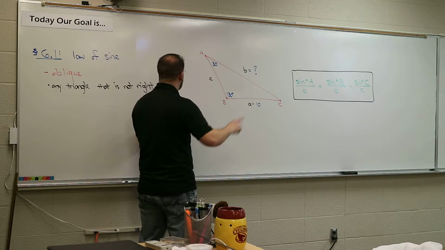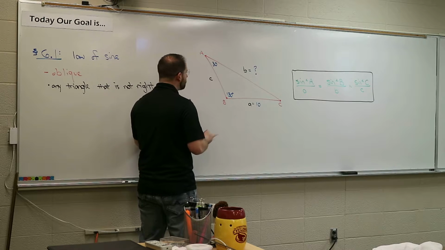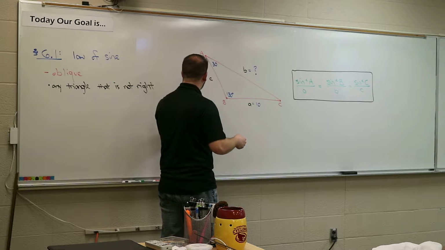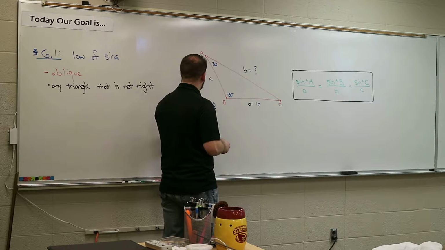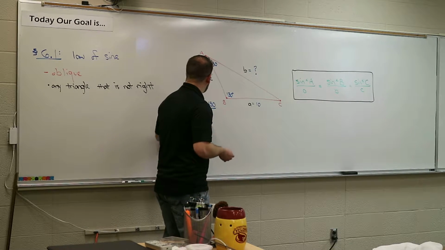Alright, but here's how it works. First step, you have to write the sine of 30. Put it over its opposite wall, which is the 10. Then the next one is sine of 130 over its opposite wall, which is the question mark. Or you could call it little b if you want.